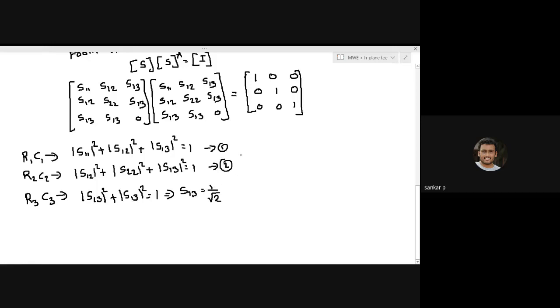From these two equations, if I equate equations 1 and 2, S12 will cancel and S13 will cancel. We will have S11 equal to S22. That is another point you should remember here. Now it's time to substitute all the values we got into the S matrix.